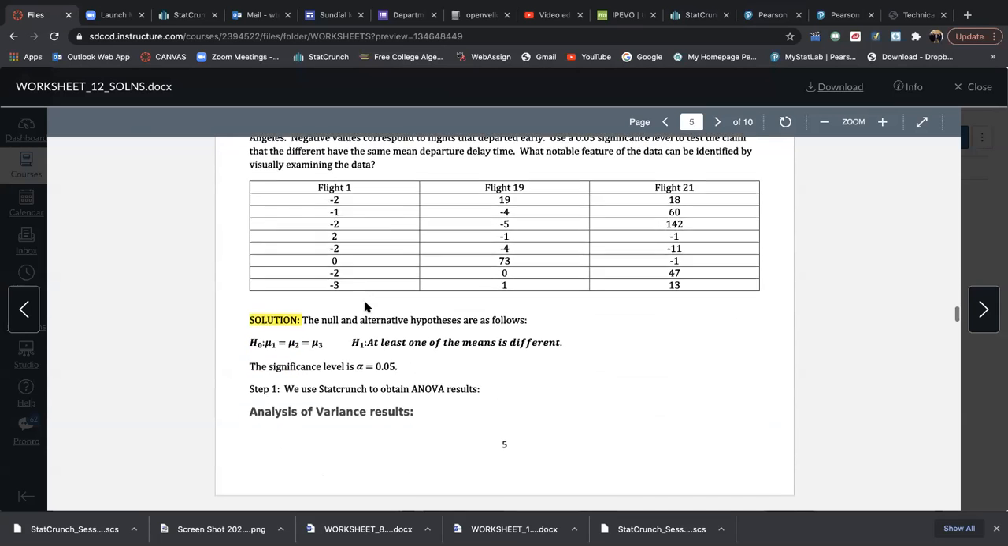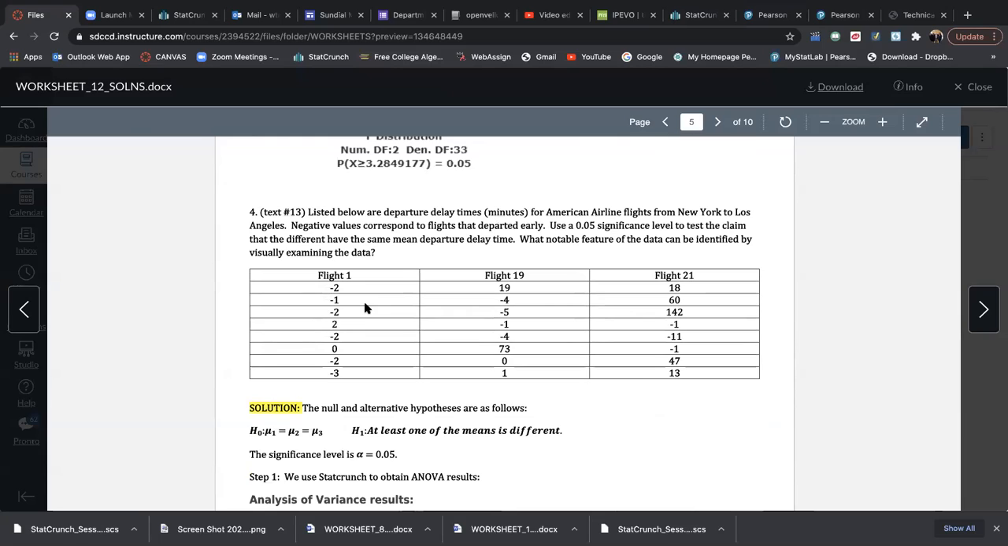Okay, now this is number 13 in your text. And here we have some departure delay time data for American Airlines flights from New York to Los Angeles.